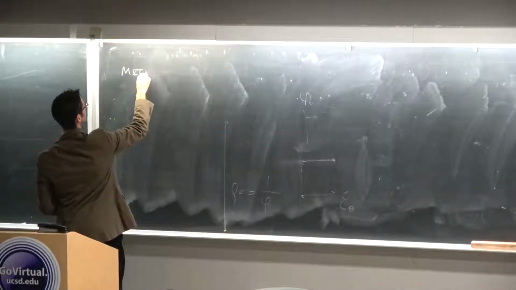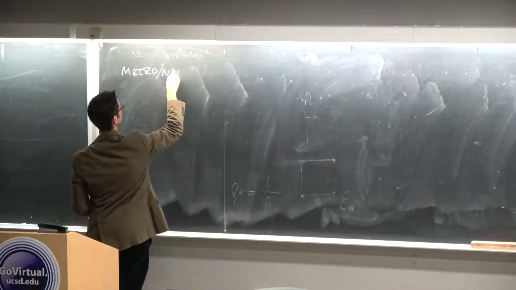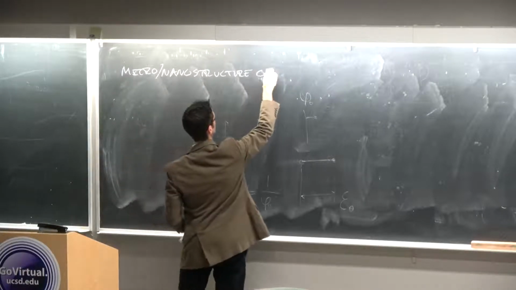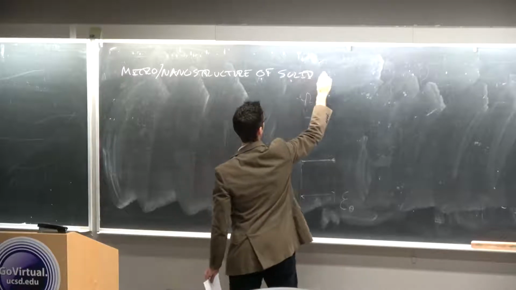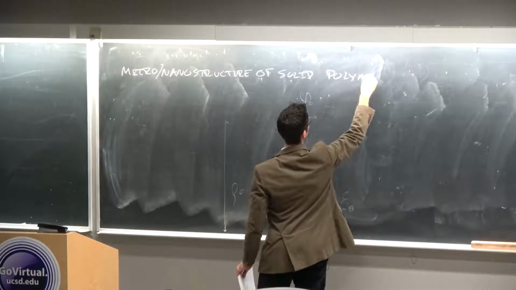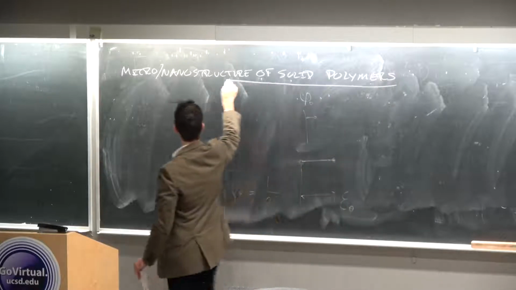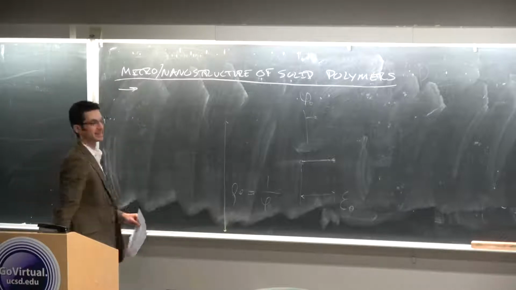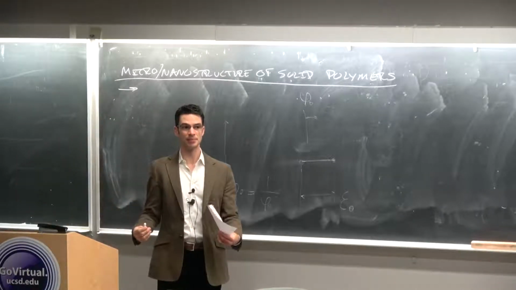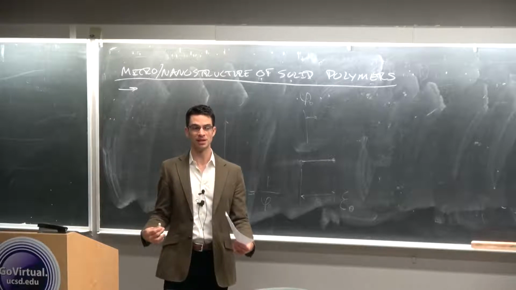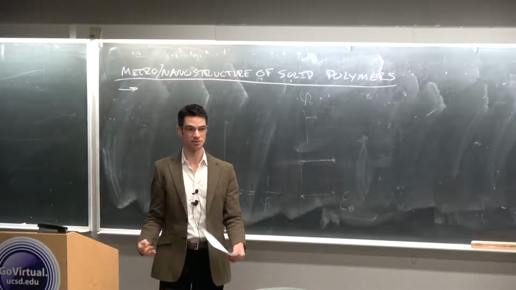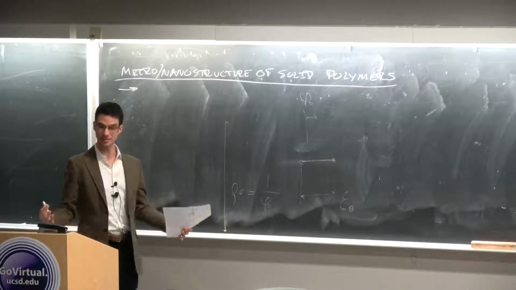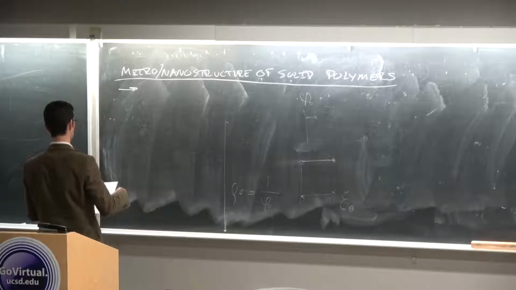So micro nanostructure of solid polymers. So the crystallites, and this is in a typical solidification from, could be a melt or could also be from solution. But this is sort of the typical case. There are a lot of atypical cases, but this is sort of a typical case.